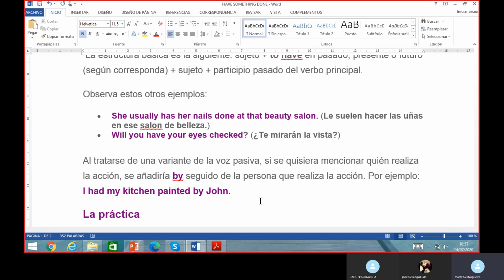We could say by. I had my kitchen painted by John. Me pintó. En español no sería pasiva. En inglés sí es una pasiva. Es el causativo, está relacionado, ¿no? En español diríamos, me pintó la cocina John. Podríamos decir, John painted my kitchen. This is the same. But this is more common. Es más común en inglés decir, I had my kitchen painted by John, que decir, John painted my kitchen.